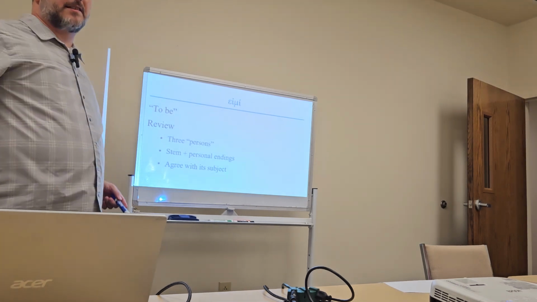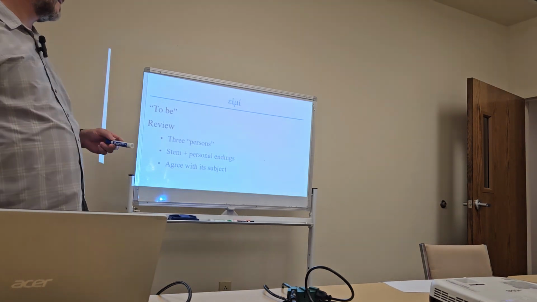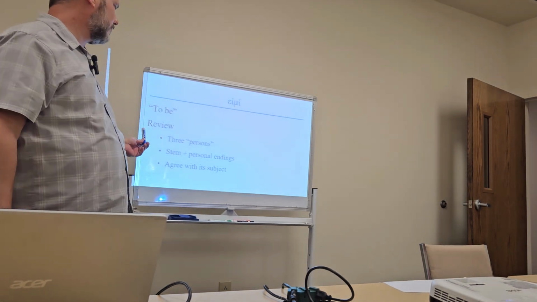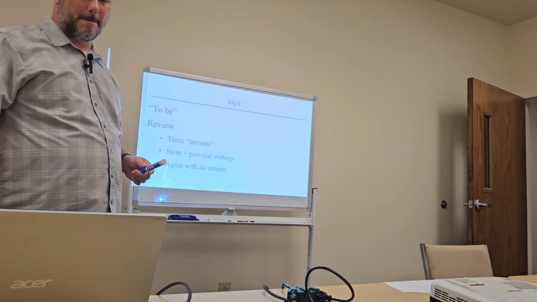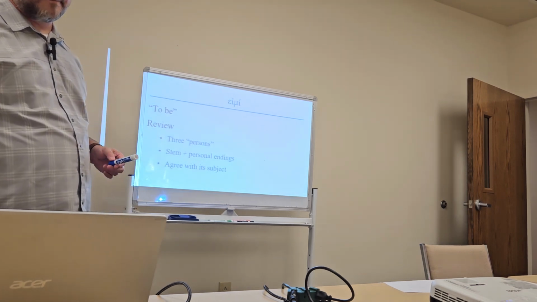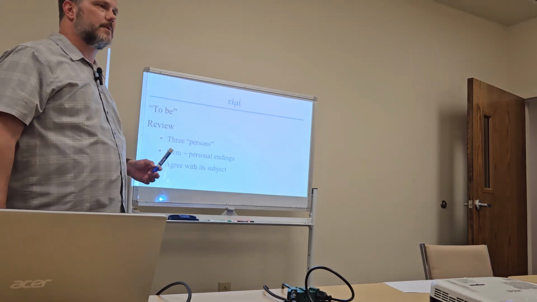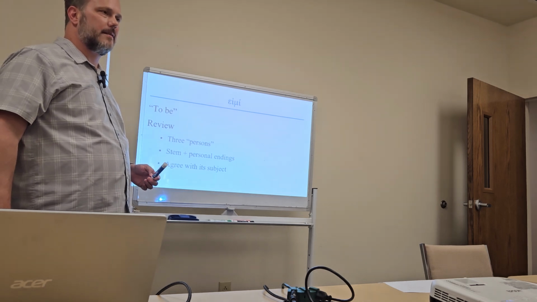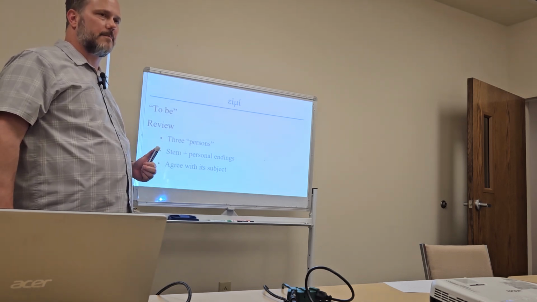So, now this is our first verb in Greek. Eimi means to be. And in all verbs, we have 3 persons. The first person, the second person, and the third person.